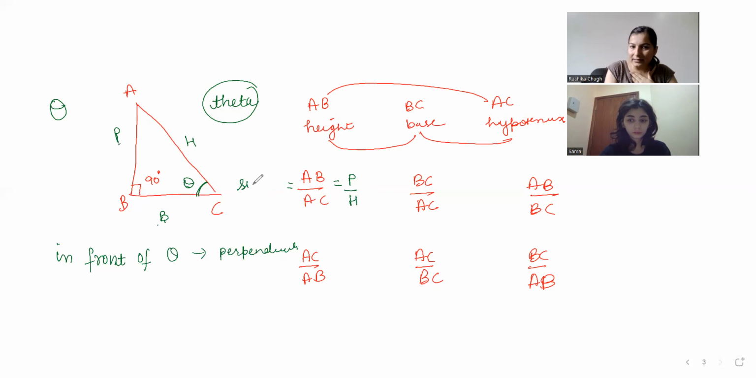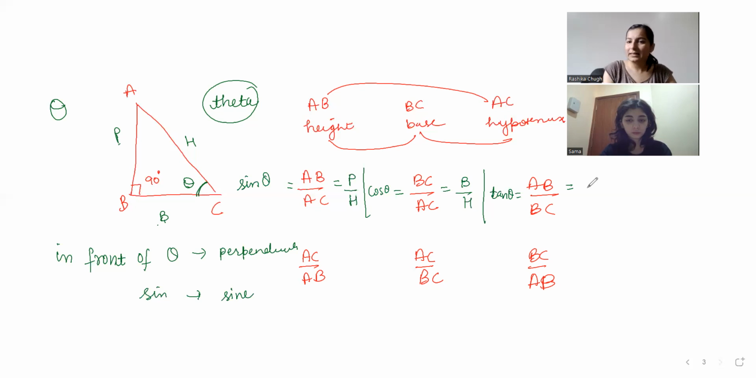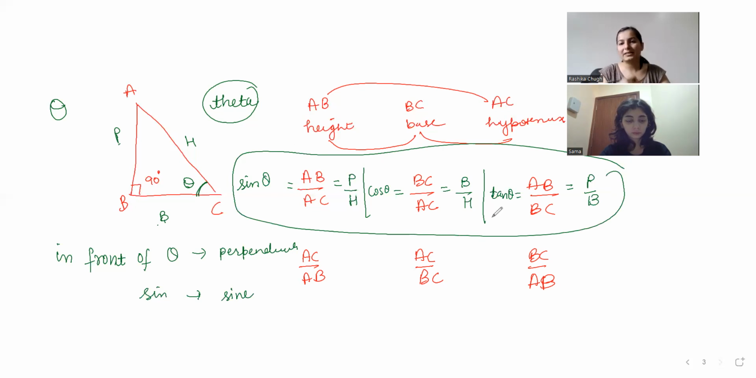This is known as sine theta, where the full form is sine, S-I-N-E. We have given some names to these ratios, that's all. BC over AC is base upon hypotenuse, which is cos theta. So you have to remember these things, okay? And the third one is tan theta, which is tangent theta, P over B. We should know only these three for now. For the reciprocals, we will be discussing them later on. So firstly, note this down and then I'll give you one question based on it.